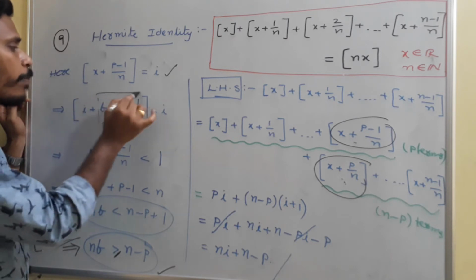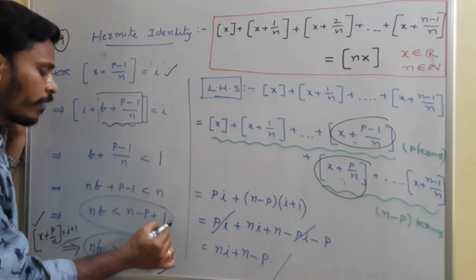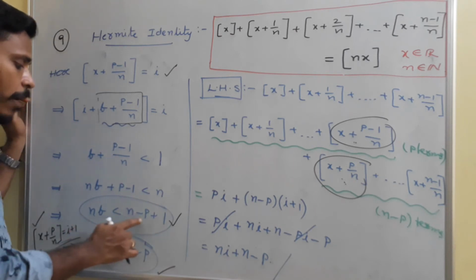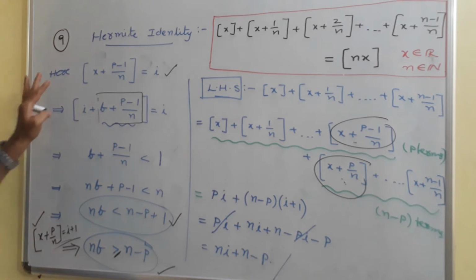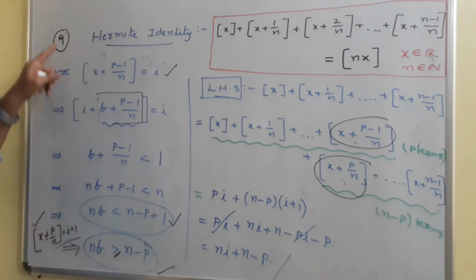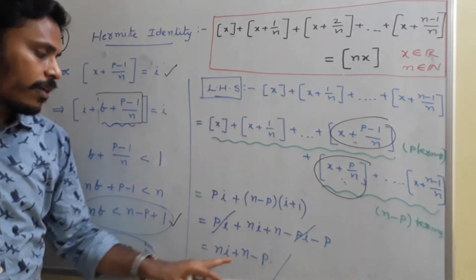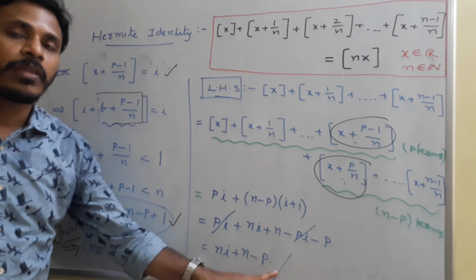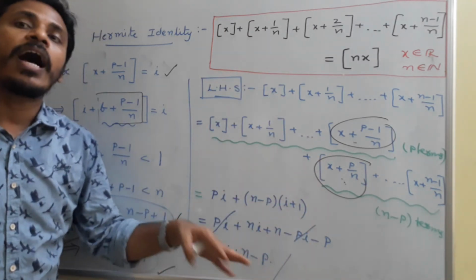So this fractional part for sure is less than 1. Since it is less than 1, we have nf less than n minus p plus 1. Okay, so this is required for the right side part. To prove the right side part, I need some information, and for that I am doing all this. Left side part is completed, it is ni plus n minus p. And to prove that the right side also has ni plus n minus p, I am working.